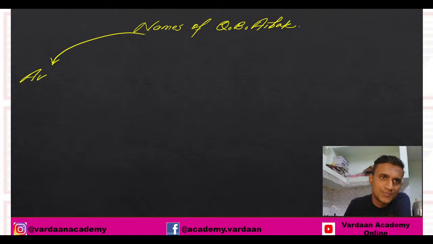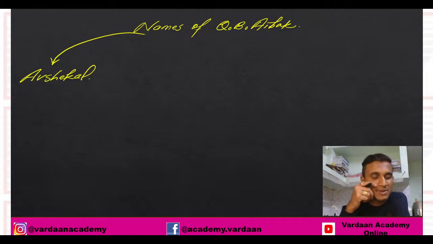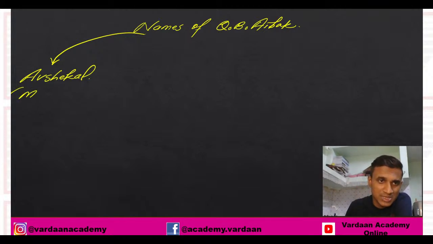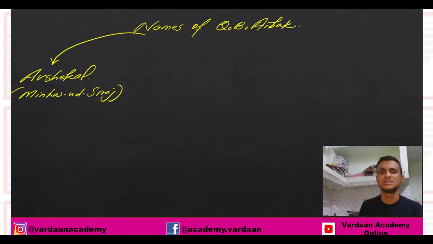Avshekal. He was called Avshekal. And who called him Avshekal? Minhas ul Siraj, a prominent writer of his time. Minhas ul Siraj calls him Avshekal. Avshekal means his one hand was not working properly. He was facing some issues with his hand, and that's why he was called Avshekal by Minhas ul Siraj.